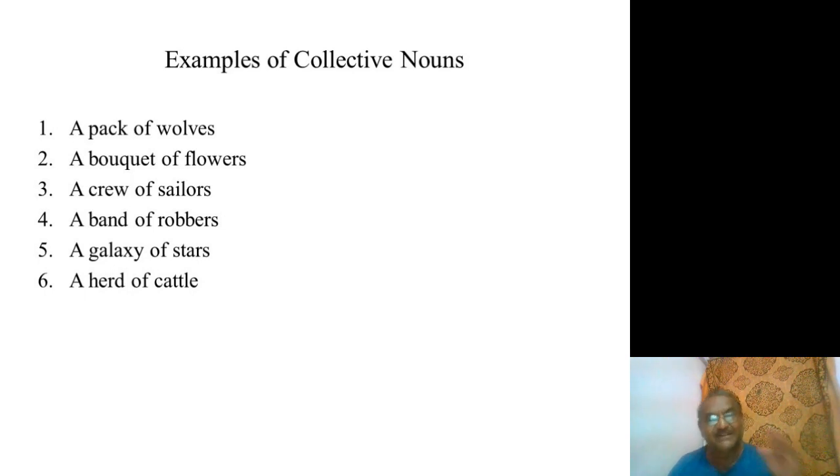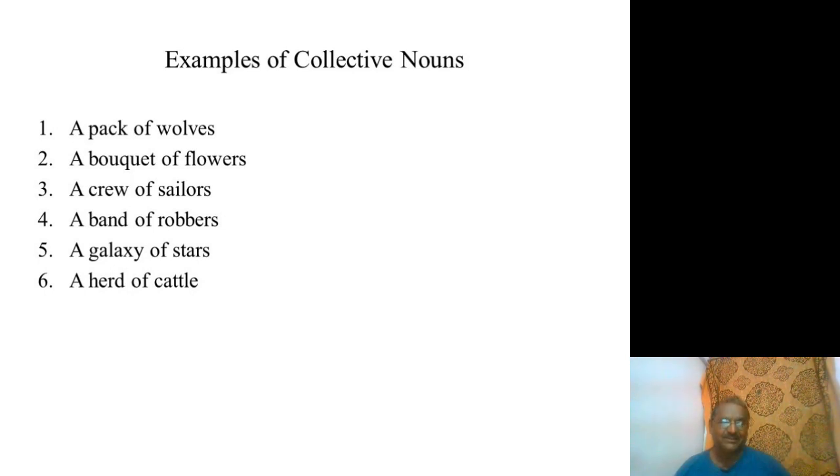In that group, there may be a number of things. Galaxy of stars. See, galaxy of stars. There may be an infinite number of stars in the sky. So the galaxy is going to be taken into account. The word galaxy can be used only for stars.